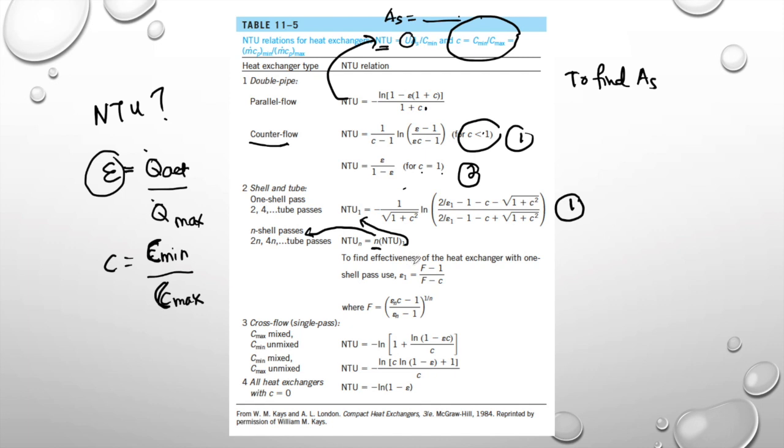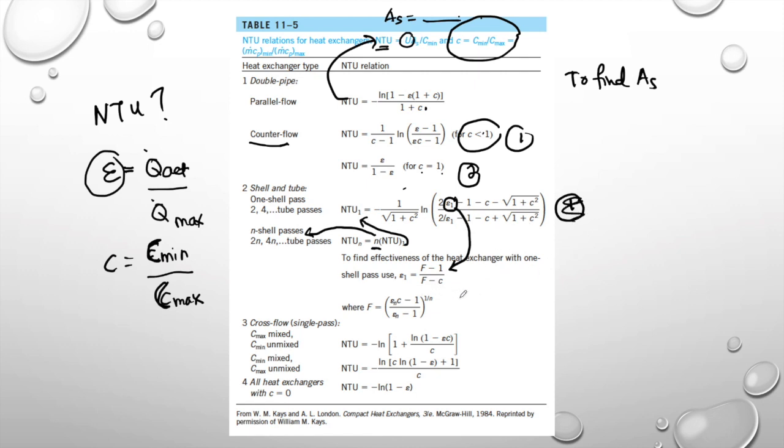So to find effectiveness of the heat exchanger with 1 shell pass, use epsilon 1 equal to F minus 1 over F minus C. Okay. So in this equation, take a look at this equation. We have epsilon 1 here. So to get what is the epsilon 1, you have to substitute into this equation.